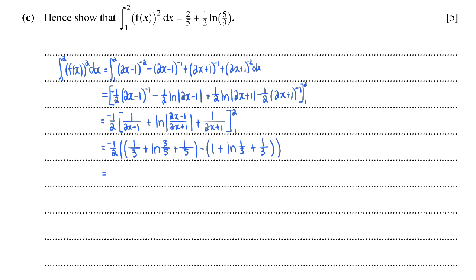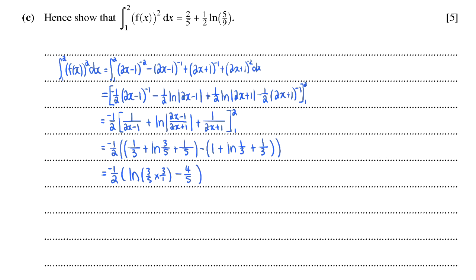So let's do negative a half, open brackets. We have ln 3 on 5 minus ln 1/3. And again, when you're subtracting logs, the base is the same, it can come together and you divide. So we'll have ln 3 on 5 divided by a third, which becomes 3 on 5 times 3. And for the last part, we have 1 on 5 minus 1. They're the only terms left. And 1 is 5 on 5. So 1 on 5 minus 5 on 5 is negative 4 on 5.